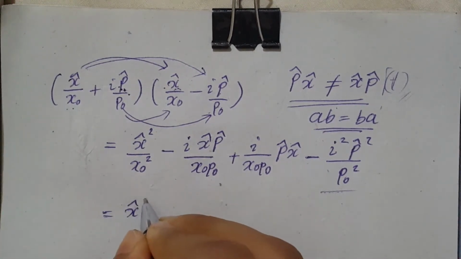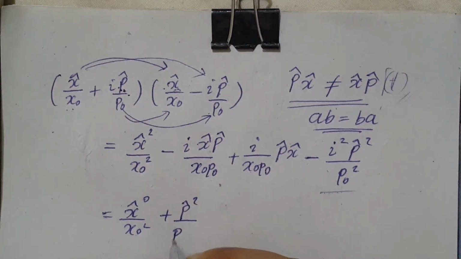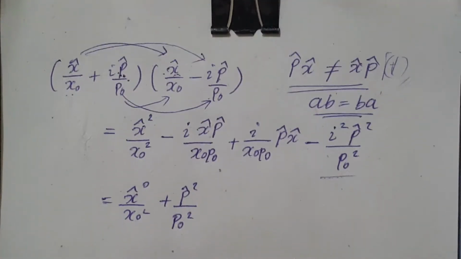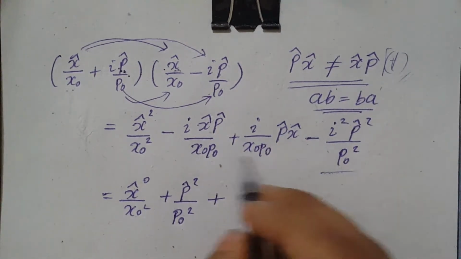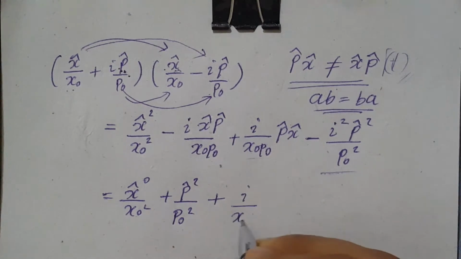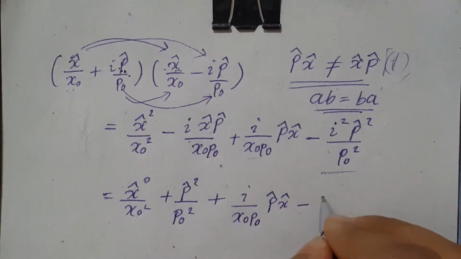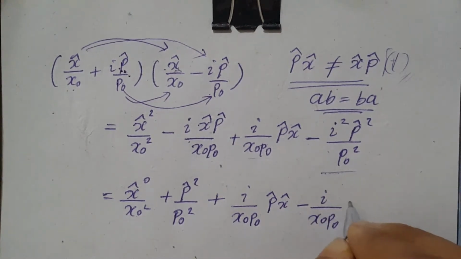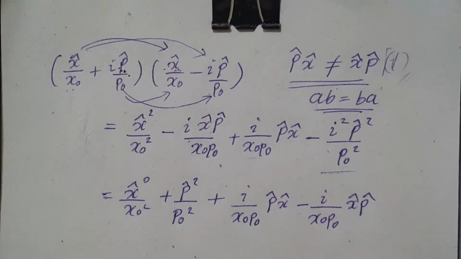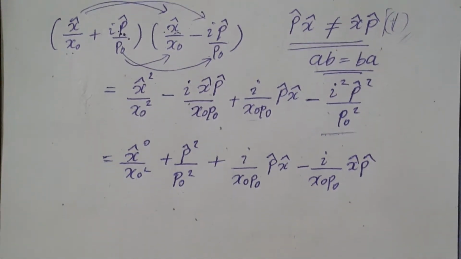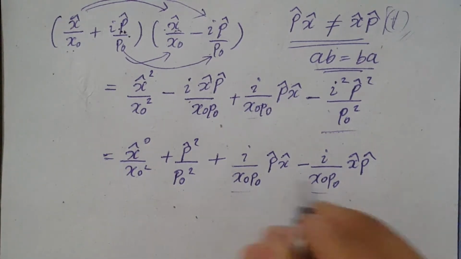Okay, so we have x cap squared by x naught squared plus p cap squared by p naught squared plus what? Now we have plus, let me write this term first: i by x naught p naught, p cap x cap. Now this term: minus i by x naught p naught, x cap p cap.